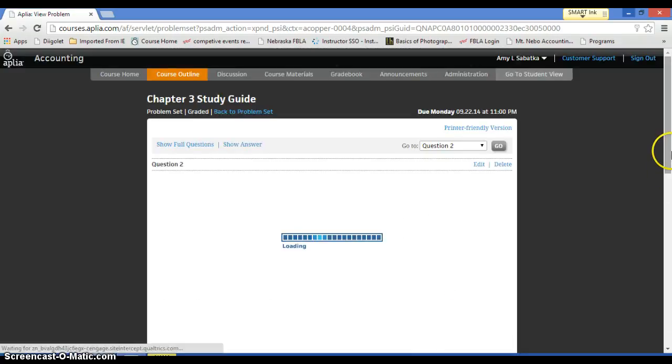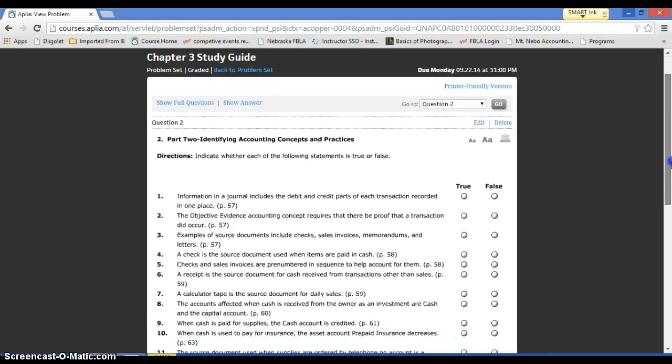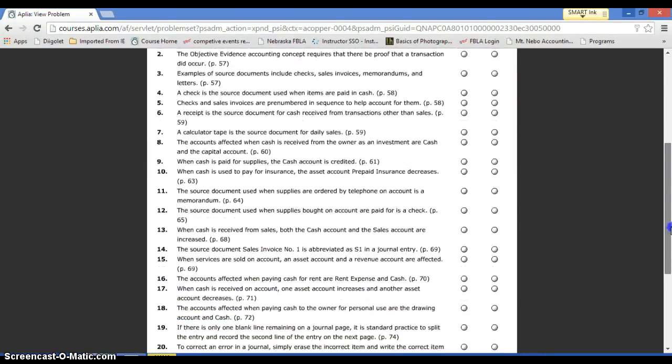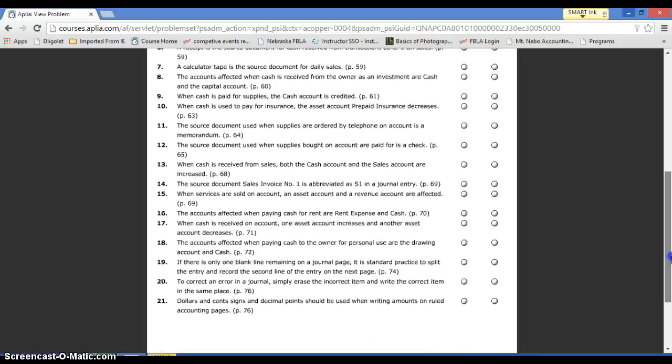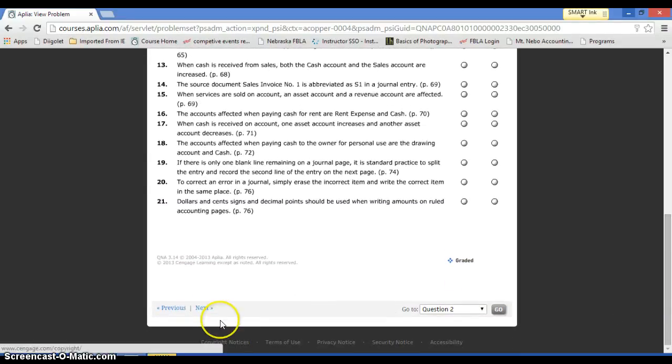The next section, and by the way, that vocab you should have done today. The next section is more true and false. You guys know they show up every single time, and you can see there are 21. Use your textbook, start looking them up. That will help you immensely for your test.